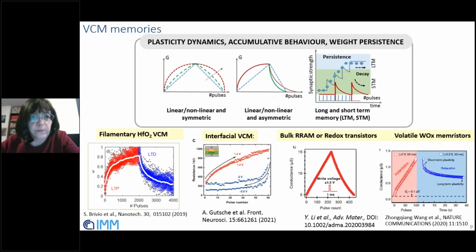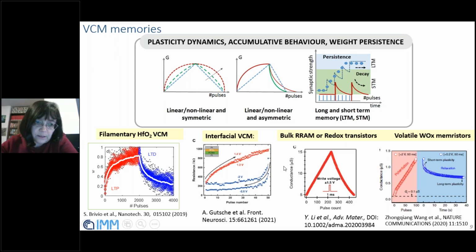Moreover, this device exhibits a large plasticity dynamic, which is important for training artificial neural networks or spiking neural networks. This accumulative behavior, where the device response depends on the number of incoming spikes or pulses, could be linear or non-linear, symmetric or not symmetric. And you can see on the bottom a few examples of how we can achieve this dynamic in filamentary valence change memory, interfacial or bulk resistive RAM.